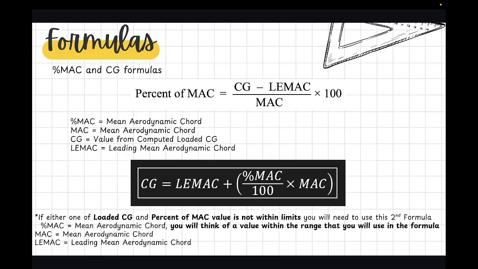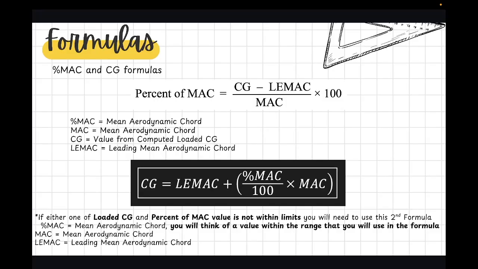We will use percent of Mach because we will need to check if it is within the percent Mach limit indicated in the TCDS. If not, then we will proceed with the derived formula. This CG equals LEMAC plus open parenthesis percentage Mach over 100 times Mach. So if either one of loaded CG and percent of Mach value is not within limits, we will need to use this second formula.